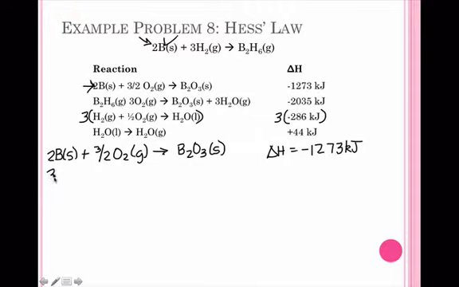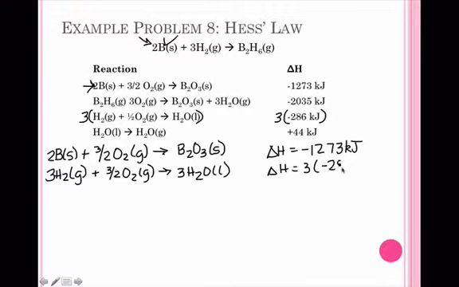So rewriting will be 3 H2s, gaseous, plus 3 halves O2, gives me 3 waters, liquid. Delta H will be 3 times negative 286 kilojoules. Okay, finished with that one, finished with that one.